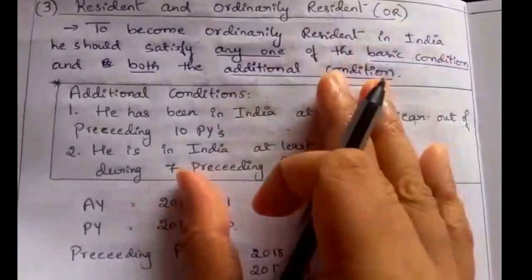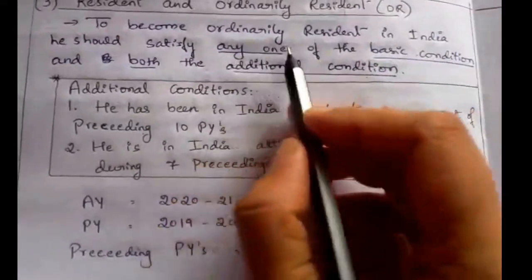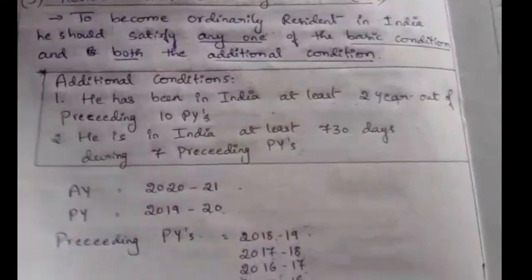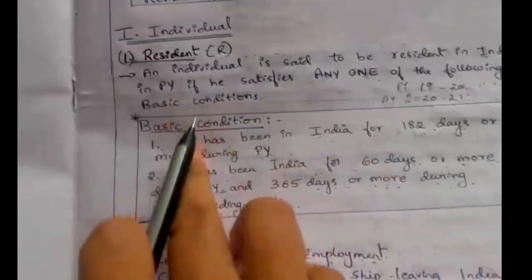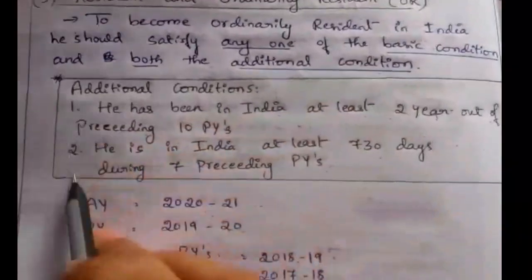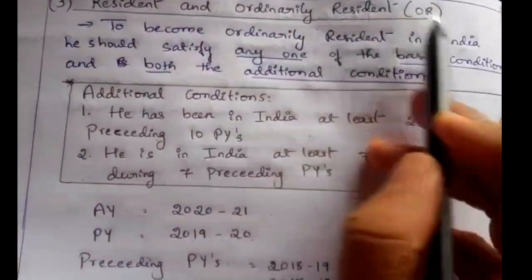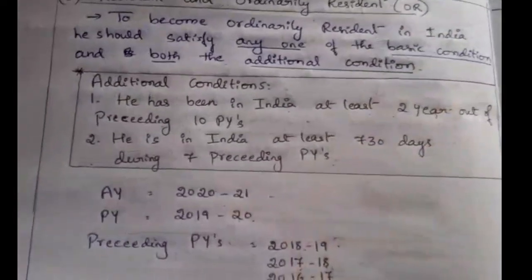So to become a resident and ordinarily resident, he must satisfy any one of the basic conditions. Again, he must satisfy both the additional conditions. Then he is treated as a resident and ordinarily resident.